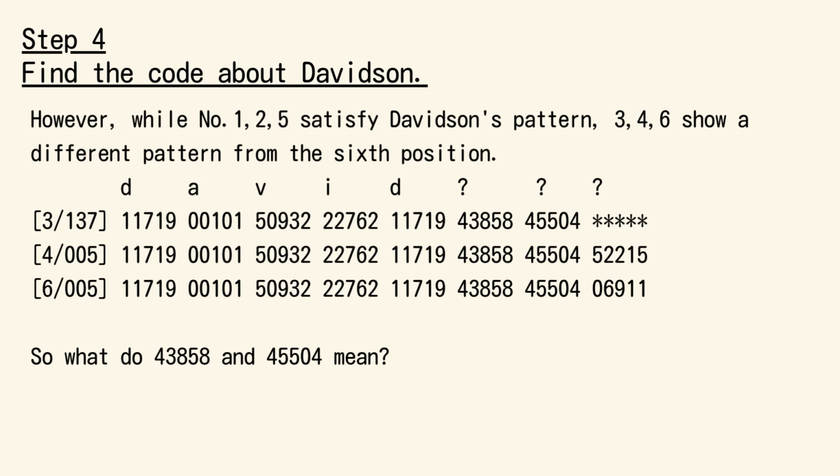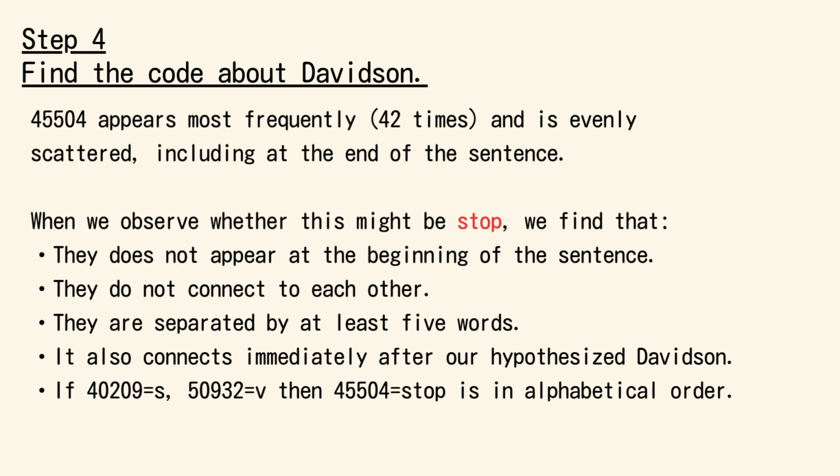So what do 43858 and 45504 mean? 45504 appears most frequently, 42 times, and is evenly scattered, including at the end of the sentence. When we observe whether this might be stop, we find that first, they do not appear at the beginning of the sentence. Second, they do not connect to each other. Third, they are separated by at least 5 words.